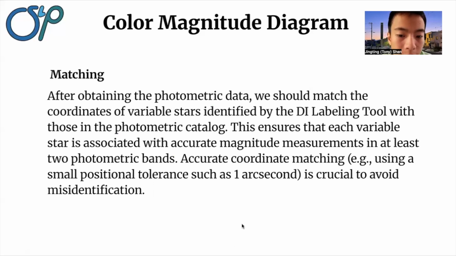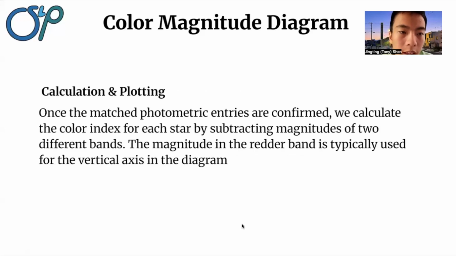Next slide, please. And the next steps are calculation and plotting. First, once the photometric entries are confirmed, we can calculate the color index for each star by subtracting the magnitudes of two different bands. And in the plotting part, the magnitude in the redder band is used for the vertical axis when we plot the color magnitude diagram.